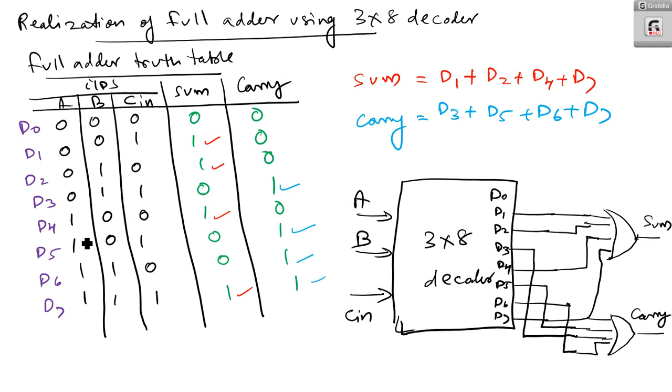That means the inference is that decoders can be used to realize a full adder, half adder, or you can have a full subtractor or half subtractor circuit. So I think you understood the concept of the 3/8 decoder and realization of a full adder using it.